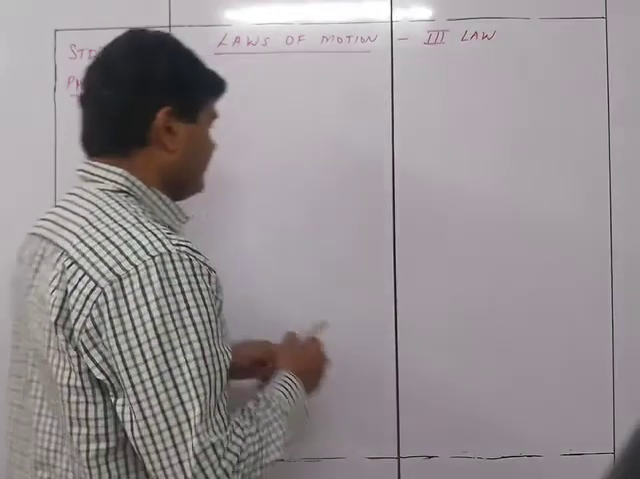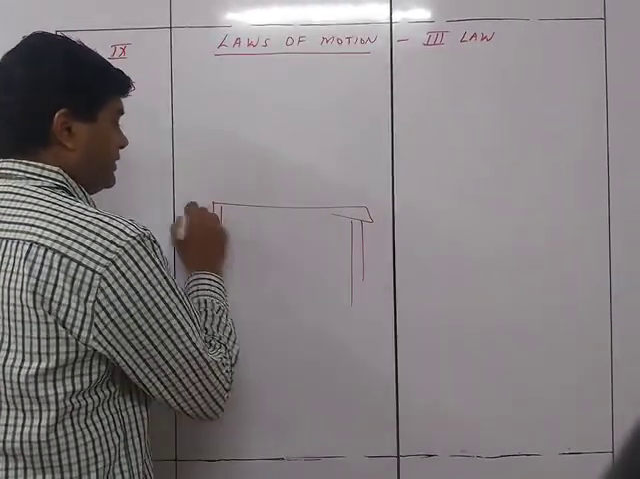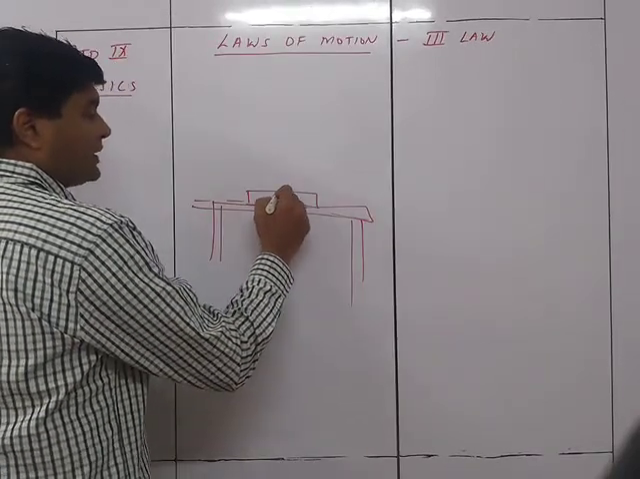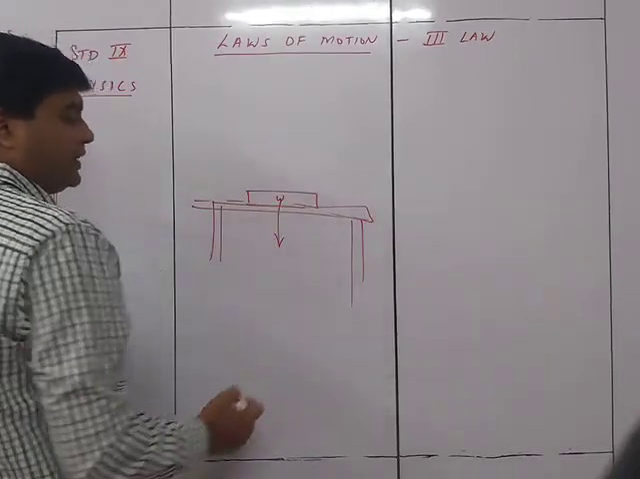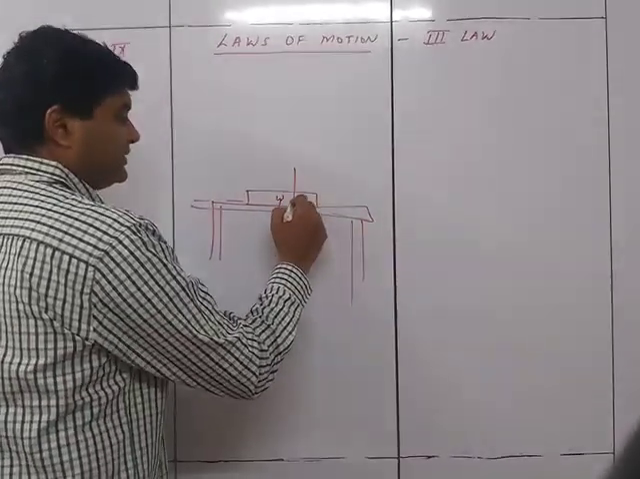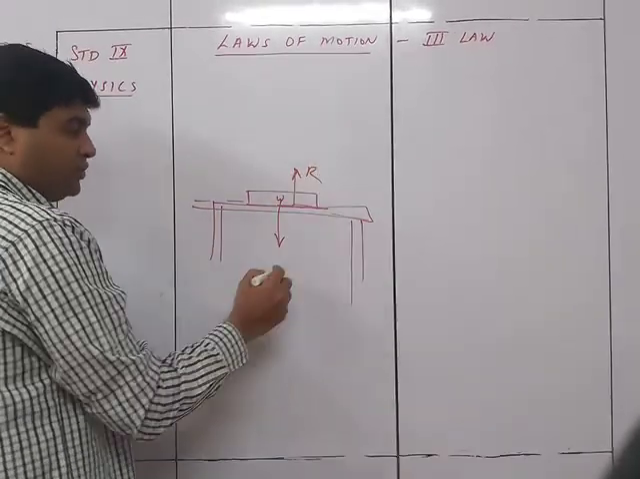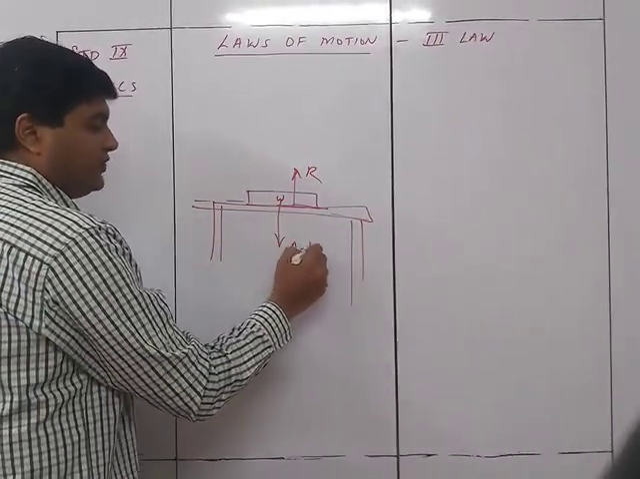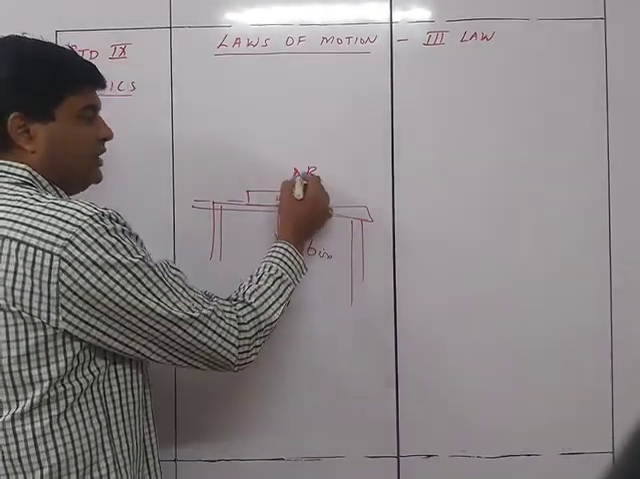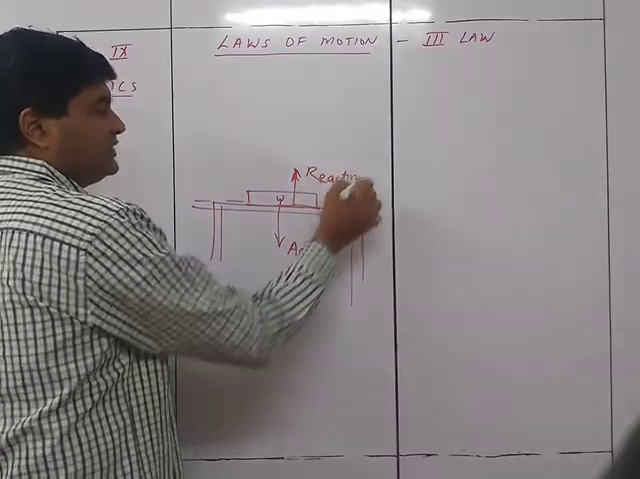Yes. So if we have this table over here, and a book is lying on it, the weight W of the book is acting downwards, and the reaction from the table is going to act upwards. This is the reaction force, and this is called the action force. The action is the weight of the body, and the reactive force, the reaction force, is given by the table.